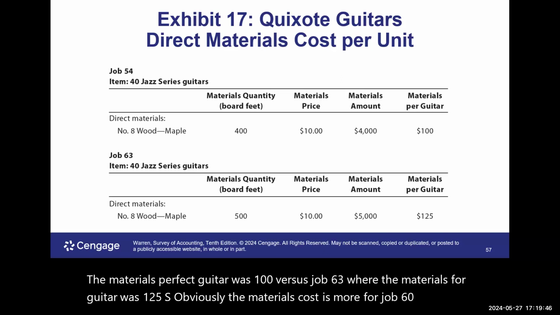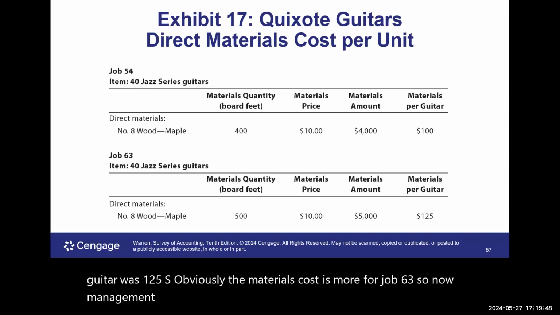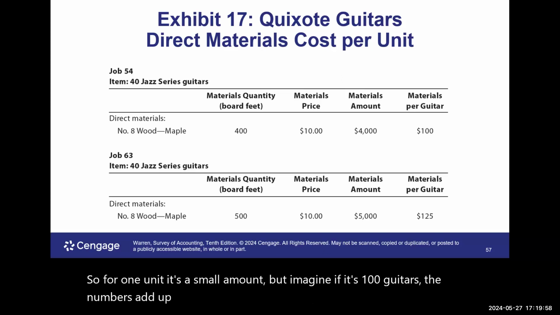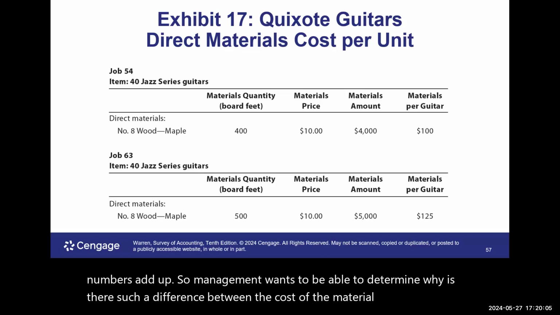So now management, they'll try to figure out, okay, well, what's this $25 difference? So for one unit, it's a small amount. But imagine if it's 100 guitars, the numbers add up. So management wants to be able to determine, why is there such a difference between the cost of the material for job 54 versus job 63.